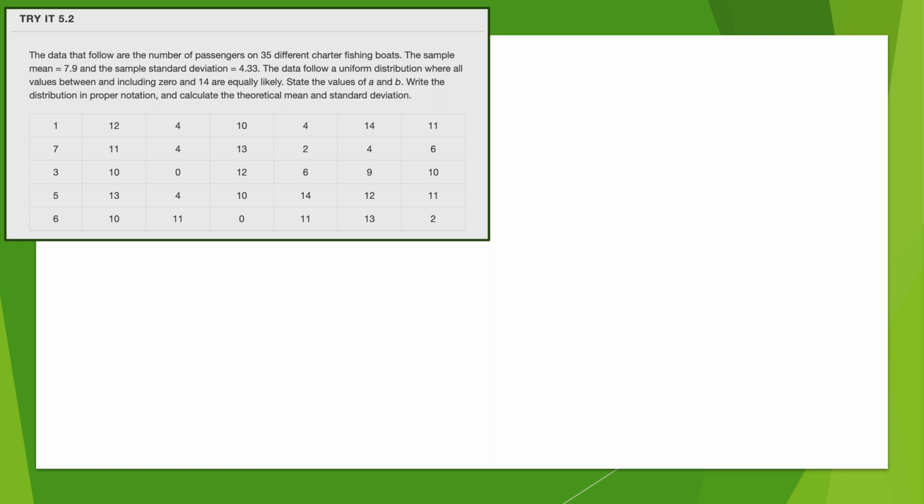That means a horizontal bar all the way across. State the values of A and B. A and B will be the lowest and highest scores here. And write the distribution in proper notation and calculate the theoretical mean and standard deviation. So first, let's write it like we did before, where X is a uniform distribution, U, then parenthesis, comma, parenthesis.